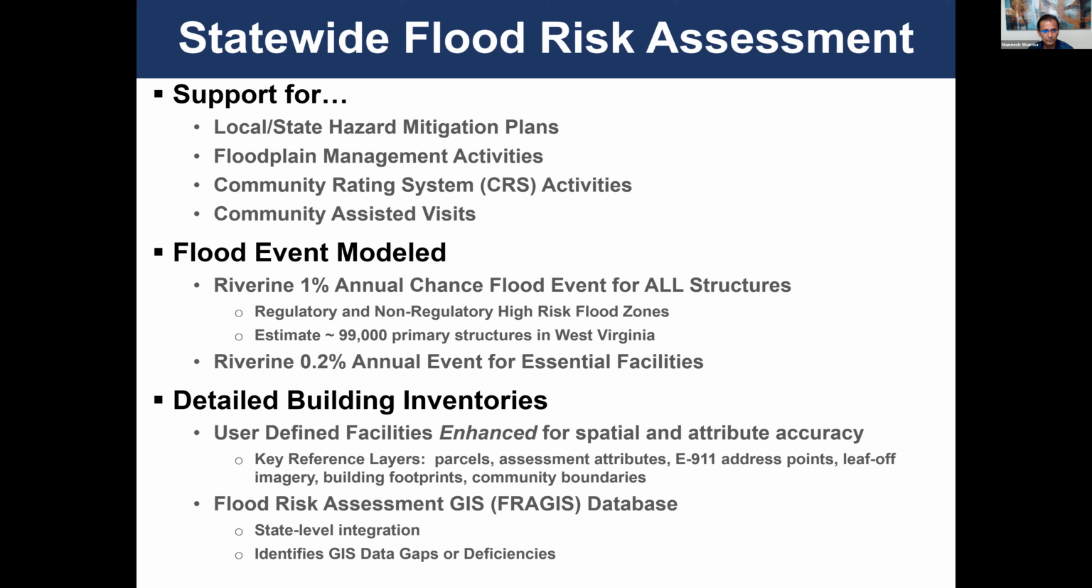To do that modeling, there are two parts. First we are trying to do detailed building inventories. We are defining user-defined facilities or primary structures. All that data we are trying to improve, and it is going into the central database, which we call FRAGIS, the Flood Risk Assessment GIS database. So it's getting integrated at a state level. And hopefully once that is all finished, it will help us identify gaps and deficiencies in the areas.